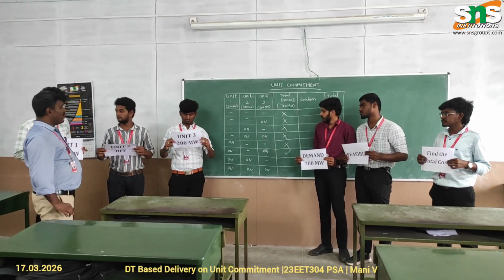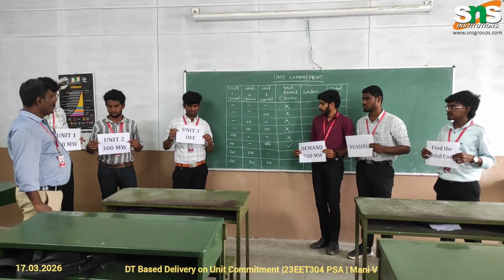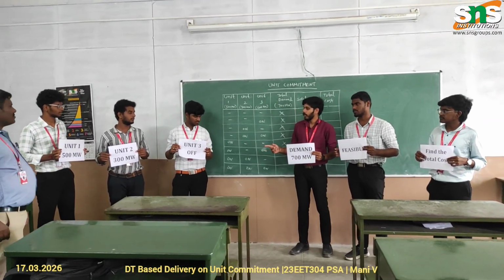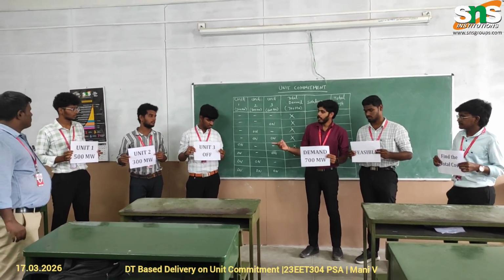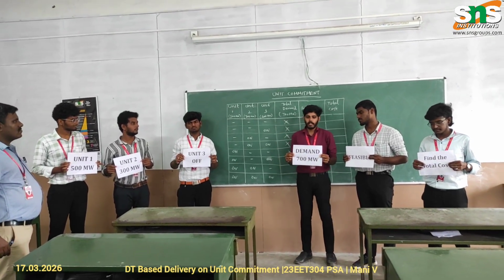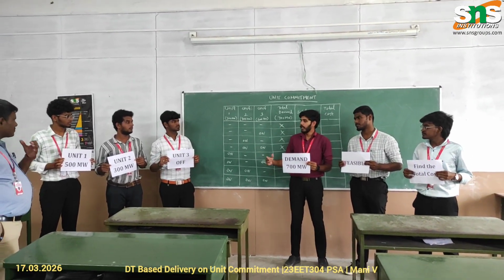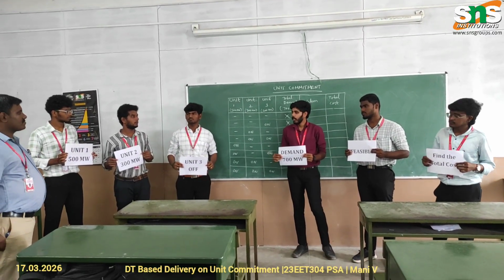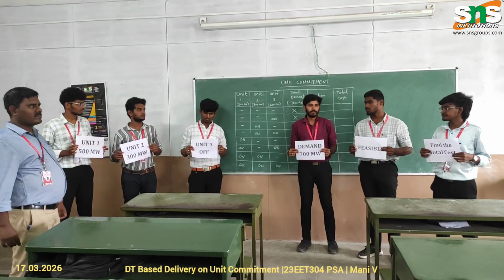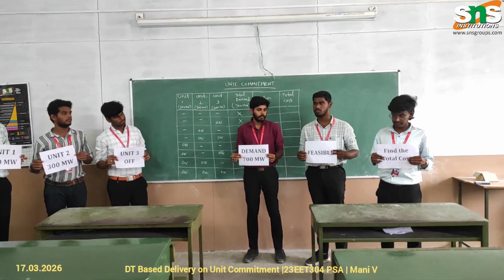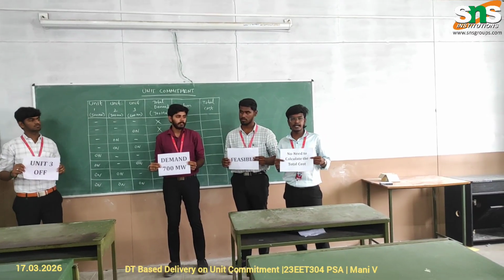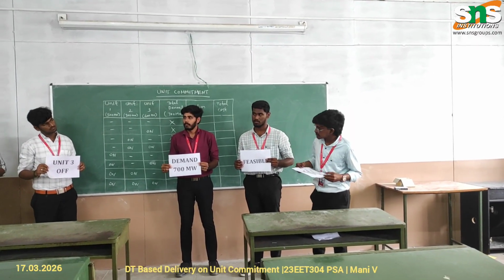Next step, unit 1 and unit 2 are turned on and unit 3 is turned off. Unit 1 is 500 and unit 2 is 300, so it is 800 megawatt. My demand is 700. If it is 800, we cannot attain the demand exactly. So the demand is not attained, so it is infeasible. Only 700, not 800.